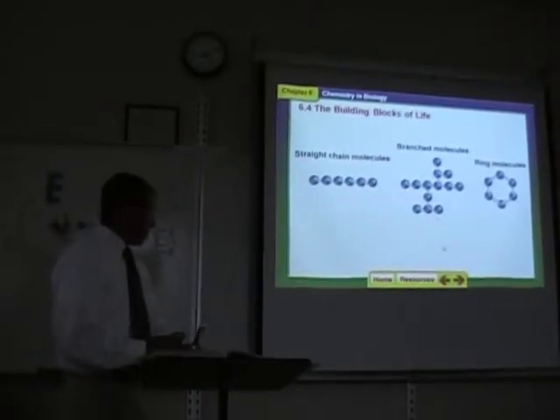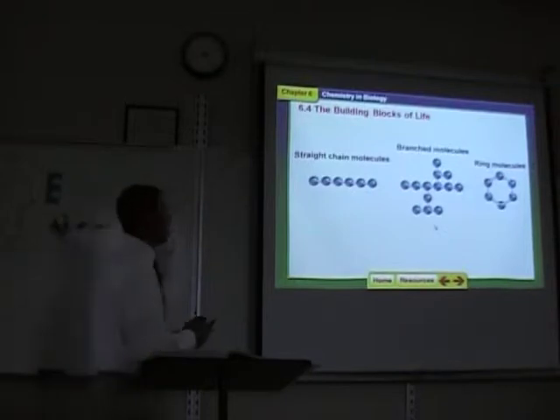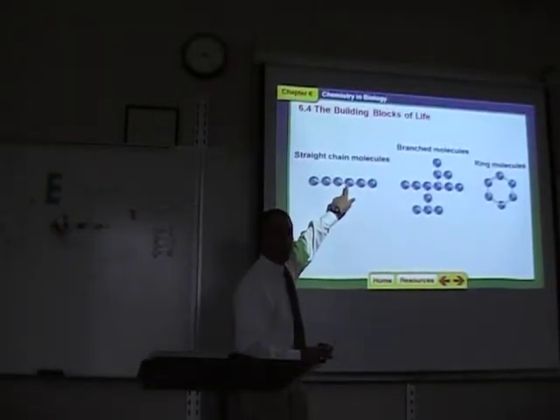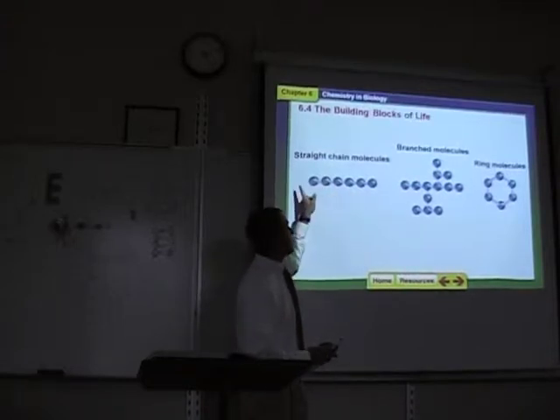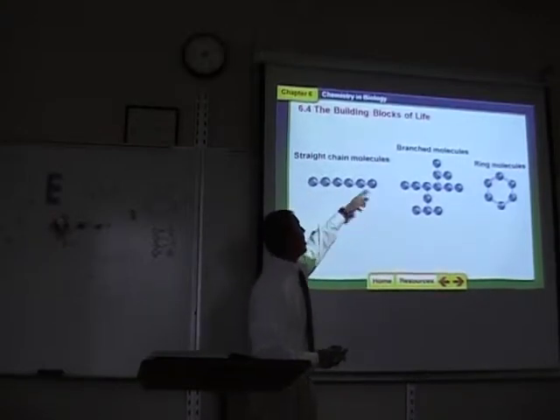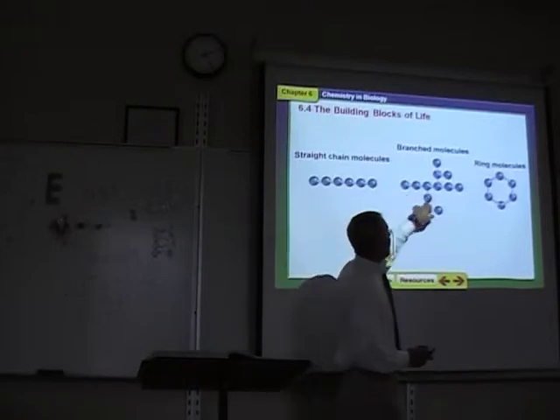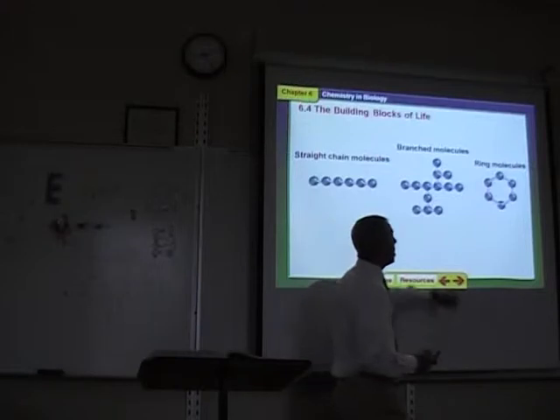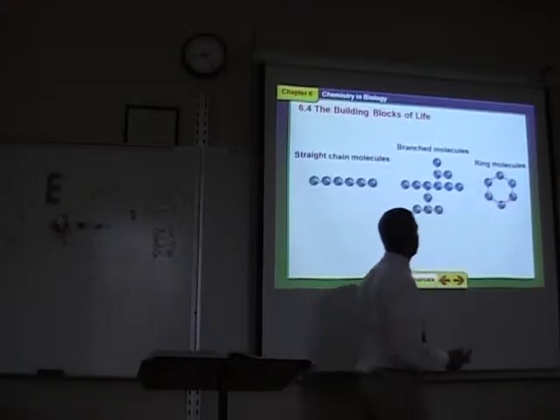But look at this. I would say that's a branched molecule. Sometimes molecules can form straight lines, and each circle stands for a carbon. So if you have all the carbons in a straight line, we call that a straight chain molecule. If you have it branched, the carbons branched in different ways, that's a branched molecule. And sometimes they form rings. A ring molecule.